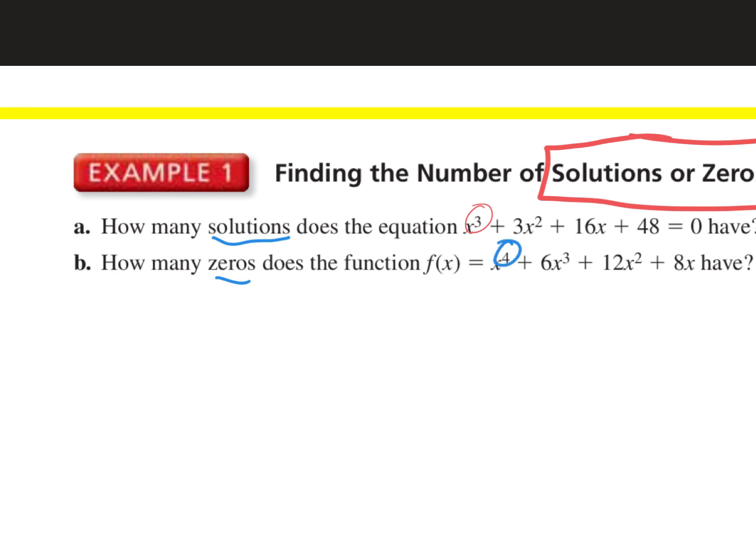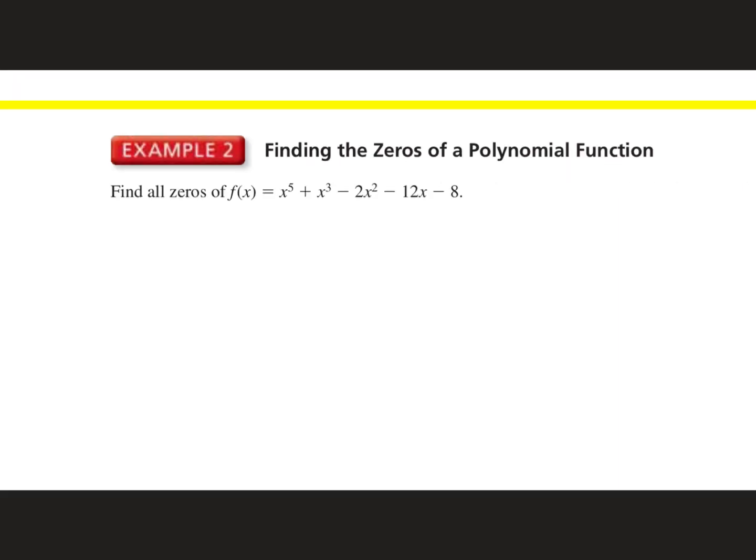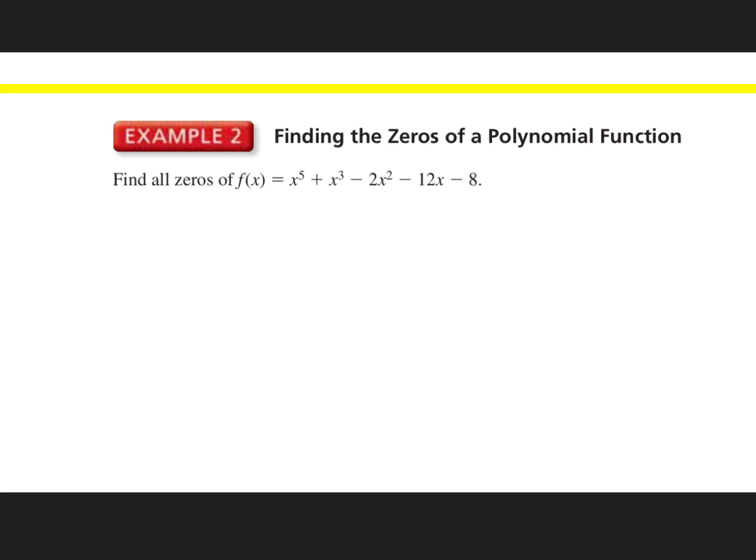You guys should really remind yourself about that, because sometimes you'll have multiplicity, sometimes you'll have imaginary ones, but you're always going to be able to tell how many solutions you have by the highest exponent. So let's look at example 2.